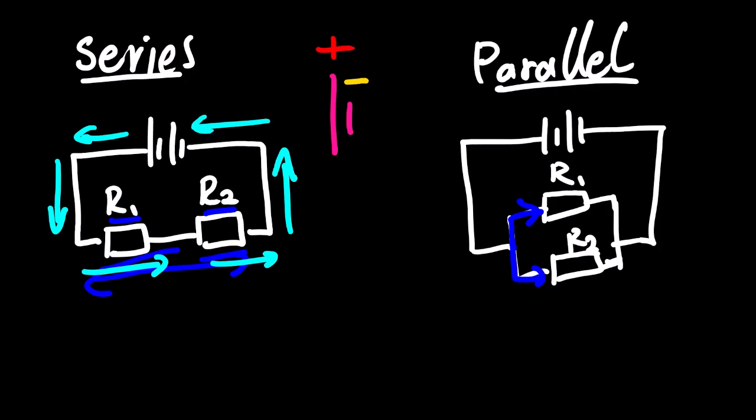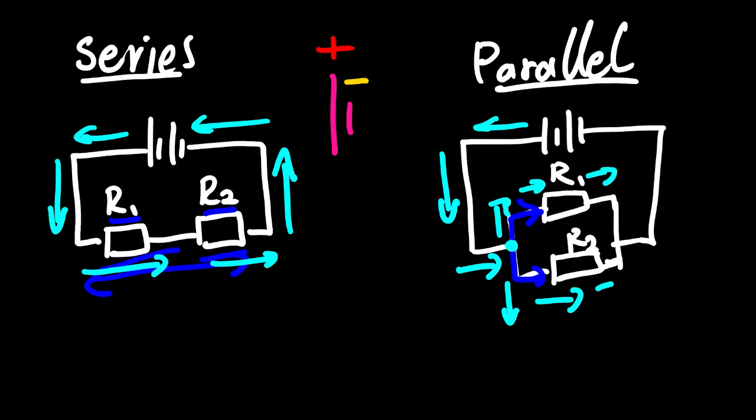Looking at the parallel connection, there's something that you need to know. When it comes to parallel connection, the moment it reaches this junction, the current will split. Part of the current will go through R1, the other one will go through R2, and then they meet up on this second junction, they add up, and then they go straight to the negative terminal. We will discuss this in detail. So this is what you need to know about different types of connection.